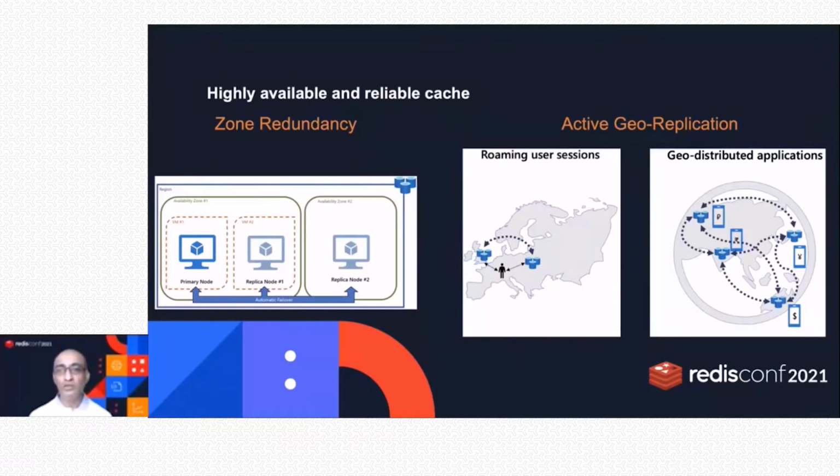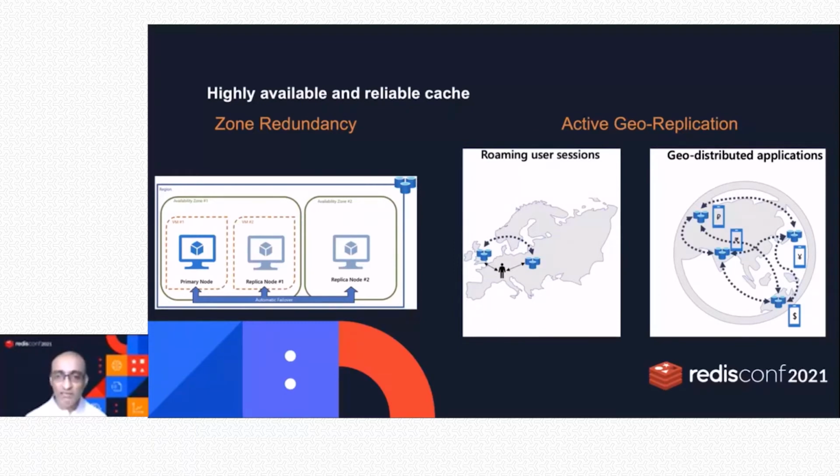Finally, let me talk to you about some of the cool capabilities of Azure Cache for Redis that allows you to build highly available and reliable applications. There are two topics I want to cover today. One is zone redundancy, the other one is active geo replication. With zone redundancy support, you are able to build HA within the zone and HA across the zones. HA within the zone is basically by maintaining a replica node of your primary node within the same zone. But across the zone means basically by maintaining a replica node in a second zone.